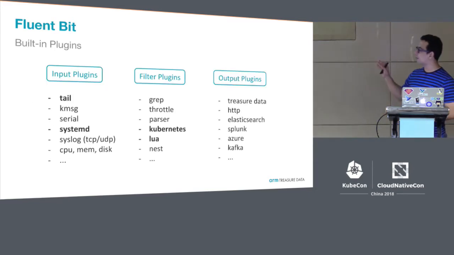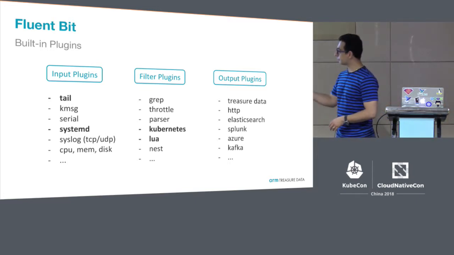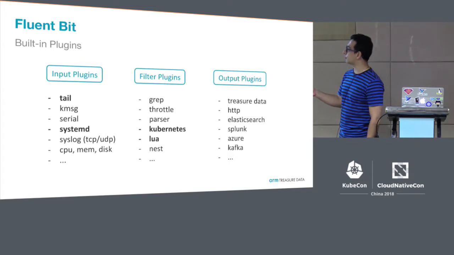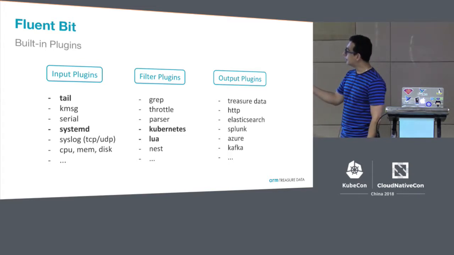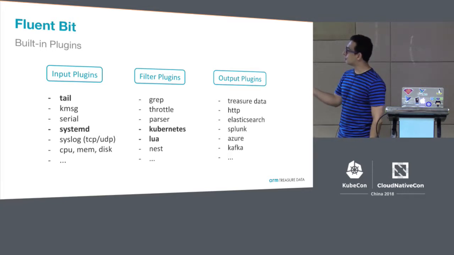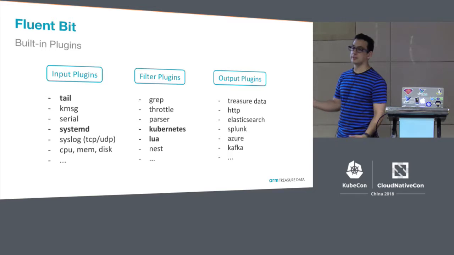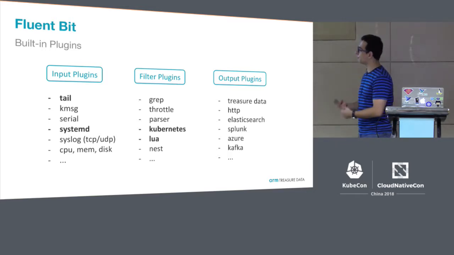So this is a list of a few plugins that we have implemented. For the context of the conference, what is really important on the input side is tail to read log files, and systemd. If you're running Kubernetes, the logs go to the file system or they go to systemd. So we support both mechanisms to consume logs from.